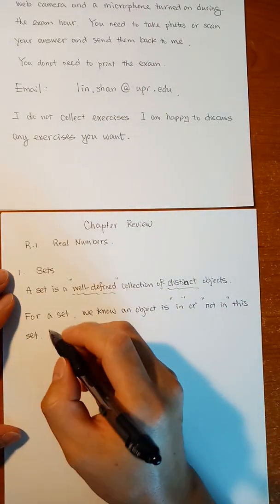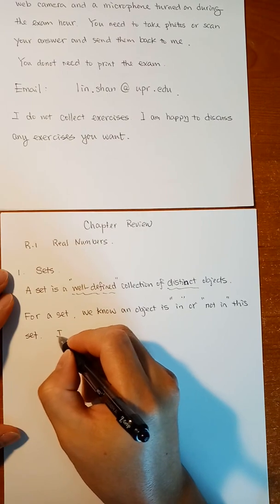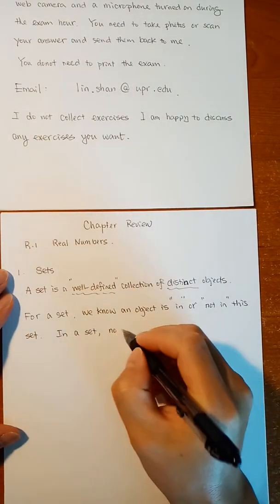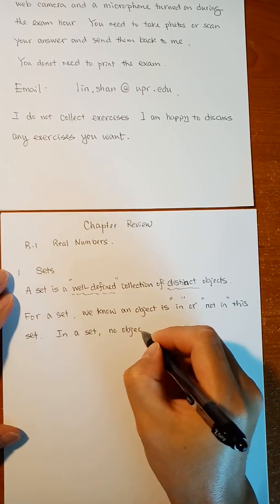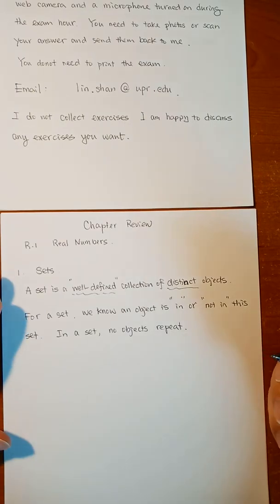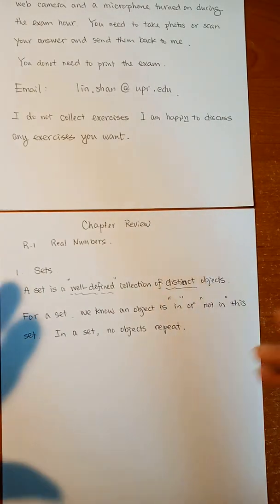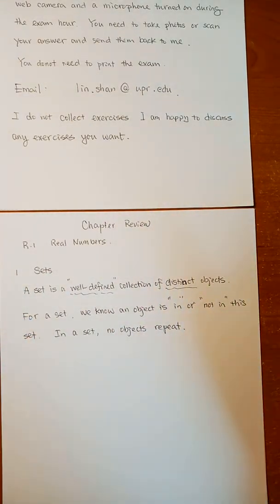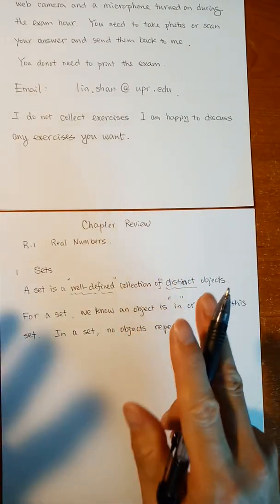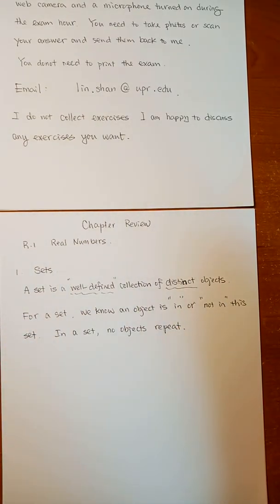Distinct means in a set, no objects repeat. So in a set, you will not have repeated elements. That's distinct. Every two elements or every two objects are different.